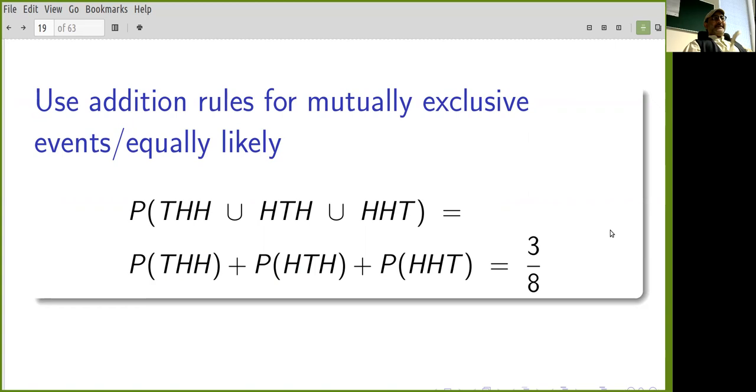The probability of THH union HTH union HHT. Remember, we had that formula where you have to subtract out probabilities of intersections. But these events are mutually exclusive. So the intersections are empty. The probability of the intersection is 0. So we can just add up the probabilities of the individual events. And each one is 1 out of 8. Probability of each one of these events is 1 out of 8. They're equally likely. So you're going to get 3 out of 8.